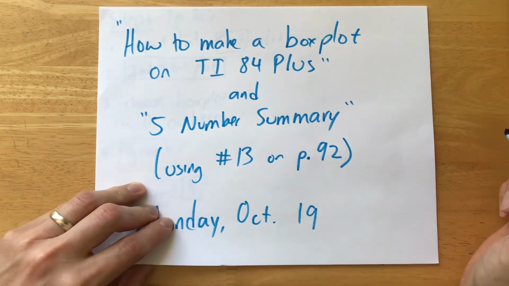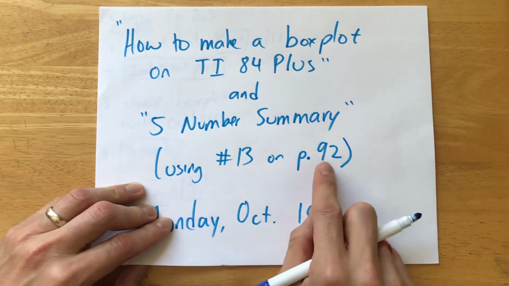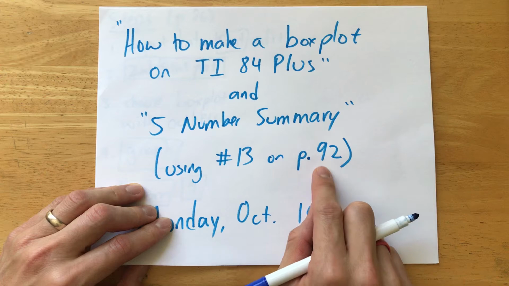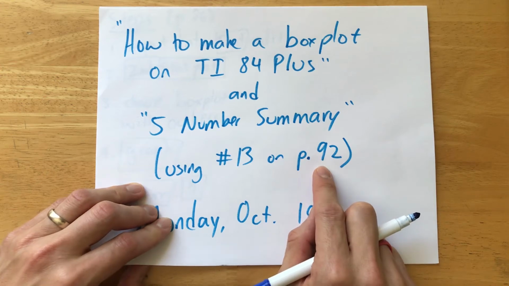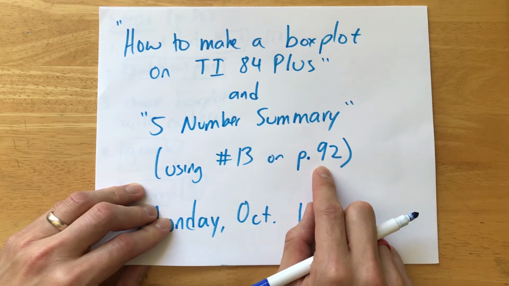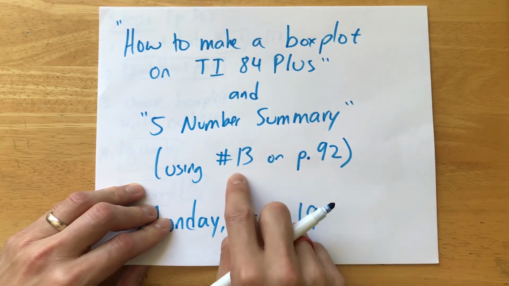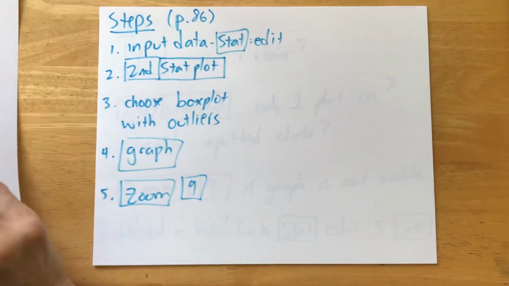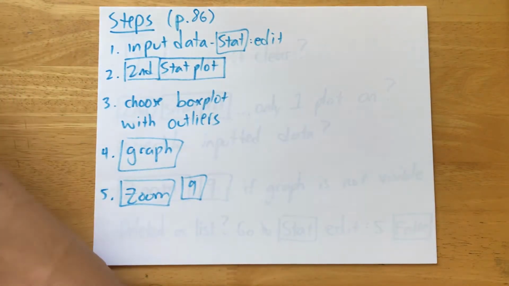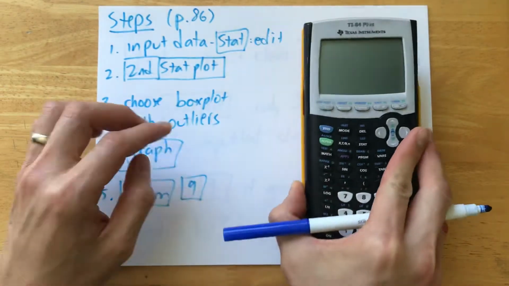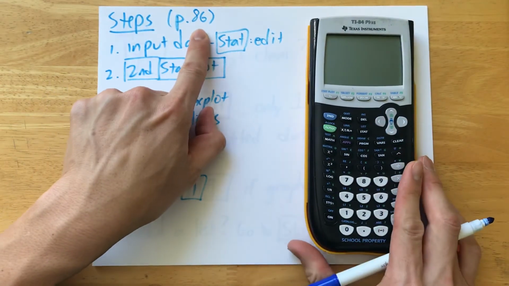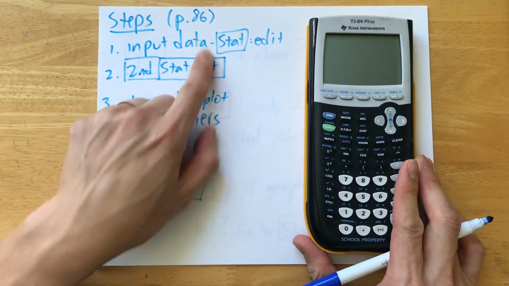Okay? We're going to be using number 13 on page 92. This was on your assignment that was due on Friday at 3:10. Some of you may have answered number 13 on your own, but this is a mathematical way of proving something is an outlier or not. In your textbook, it shows you how to do this on page 86, but I'm just going to walk you through the different steps.